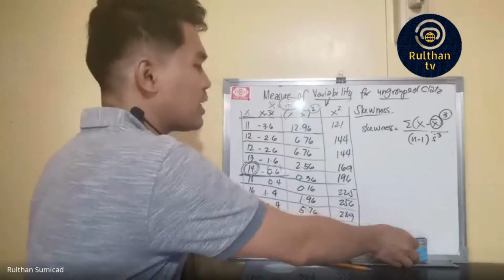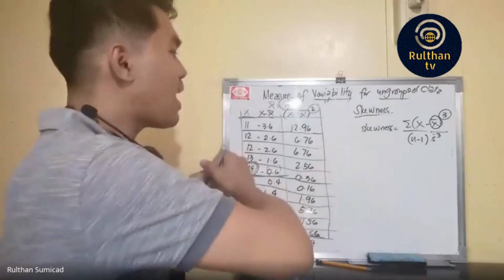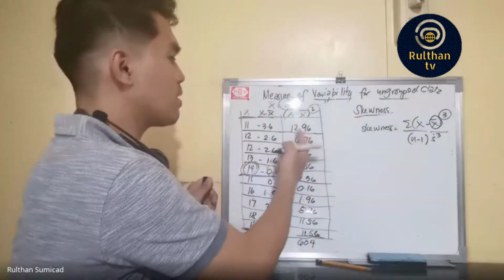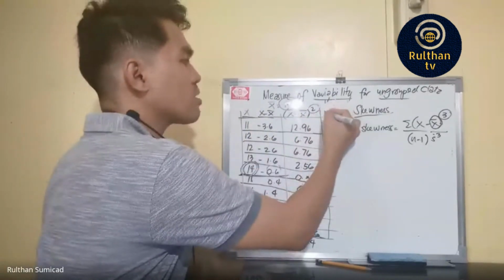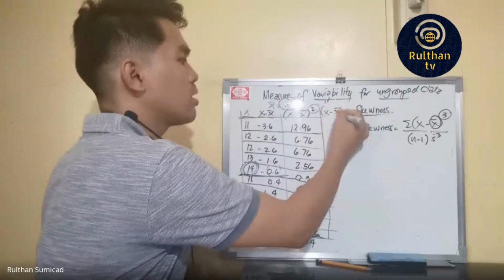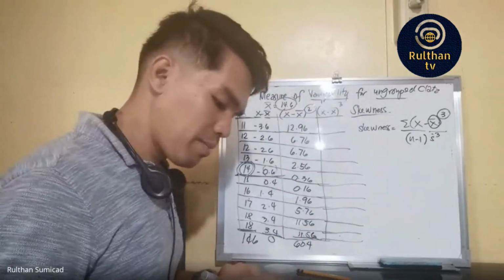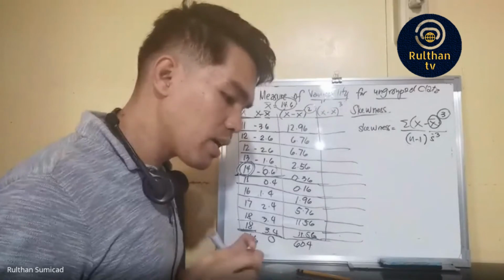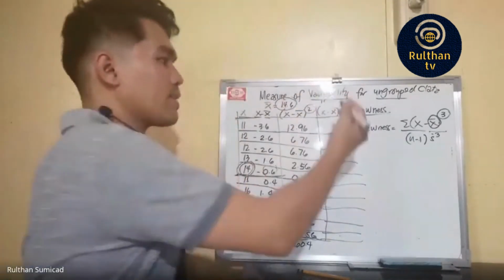So I'll have to erase this one because I don't have enough space. What we need now is we will just triple our x minus x bar, so which is x minus x bar cubed. 3.6 cubed, 3.6 raised to the power of 3, that's 46.66.